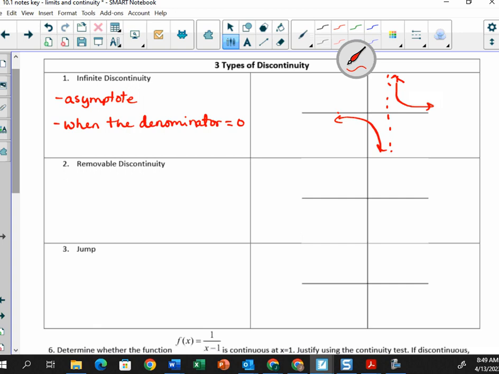Our second type is removable discontinuity. That's just when you have a hole. That happens when you have a common factor.